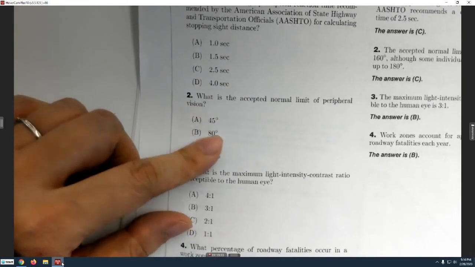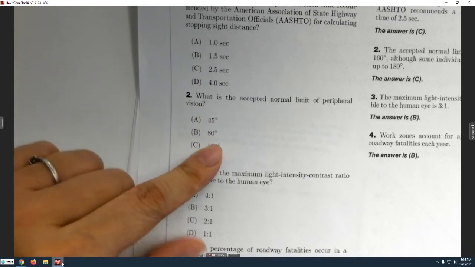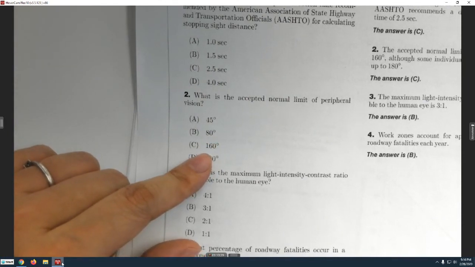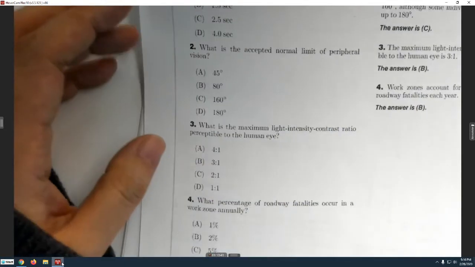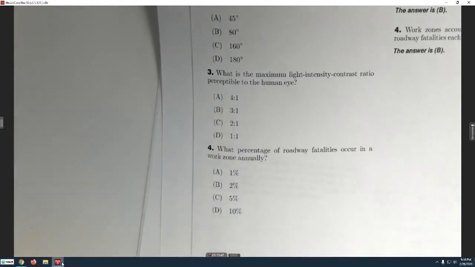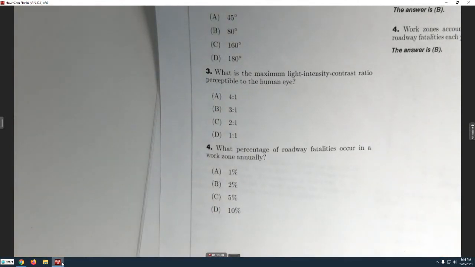Let's see. What is the accepted normal limit of peripheral vision? I have no idea. Just give your best guess. 160 maybe. Yeah, this way. Right. 160. So no way is 180, and 80 is too small. So for some of these problems, just use your common sense.